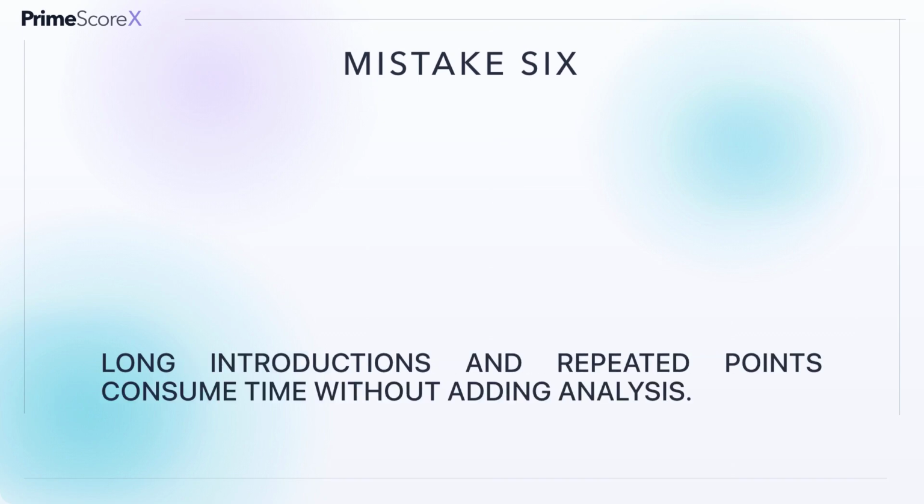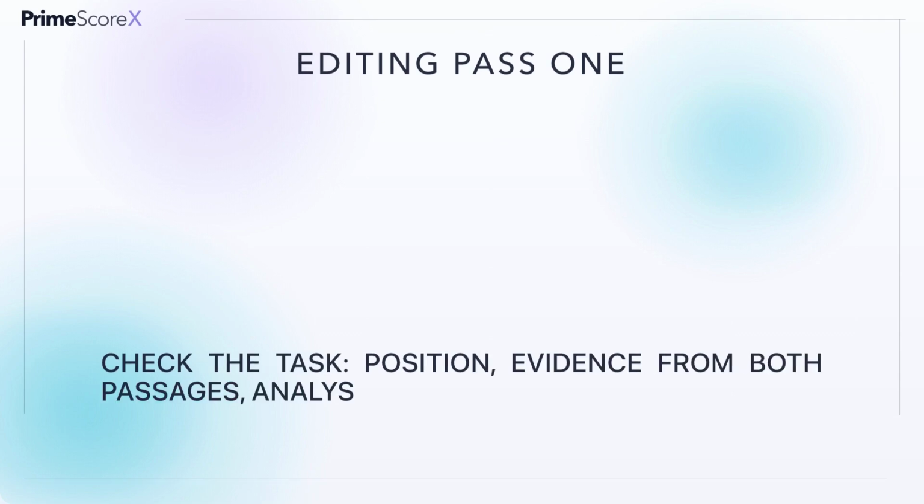Avoid broad openings about society, history, or the importance of debate. Answer the prompt quickly. Also check whether two paragraphs make the same claim in different language. Repetition can make the essay longer but not stronger. Use your time for evidence and explanation. A concise essay with controlled analysis is better than a long essay that circles the same point.